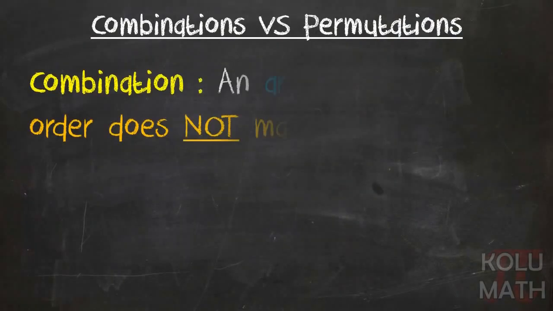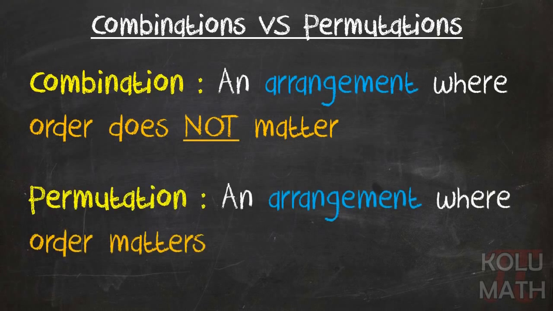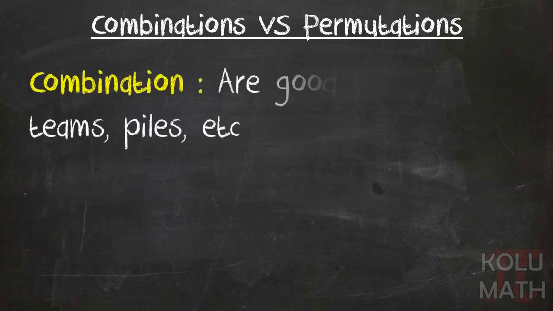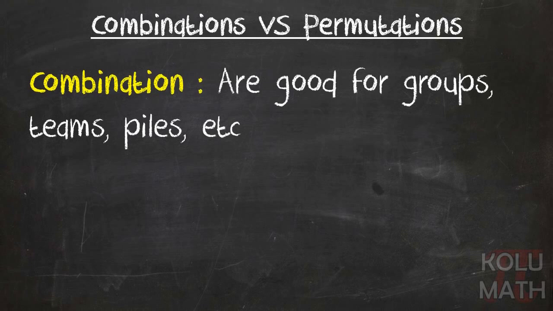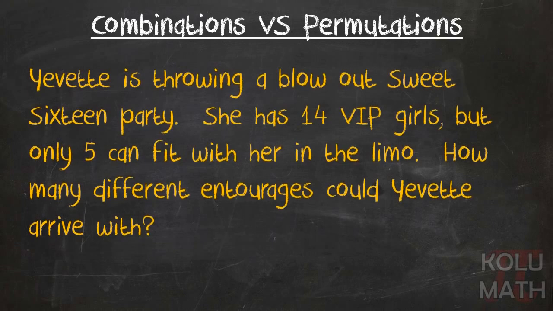Remember that a combination is an arrangement where order does not matter, and a permutation is an arrangement where order does matter. Combinations are good for groups, teams, piles, anything where it doesn't matter what order they're placed into those groups. And permutations are good for ordered lists or competition results, where it matters what order you're selected in. First place is better than third place. Okay? If that's the case, you've got a permutation.